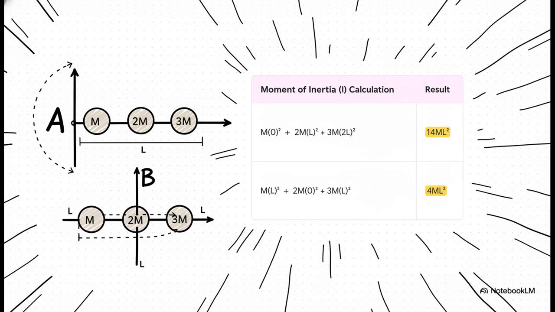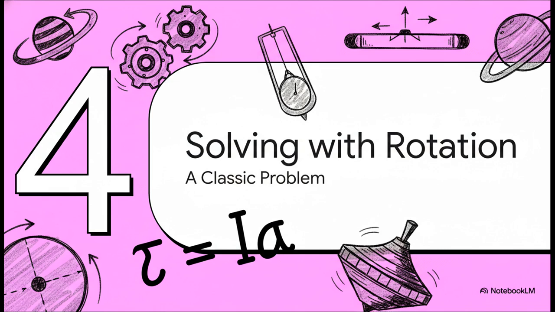It is more than 3 times harder to spin this thing around point A, all because more of the mass is spread out farther away. For more complicated shapes, there are even fancier tricks, like the parallel axis theorem, to figure this out. So we see that where you spin something from is just as important as what you're spinning.